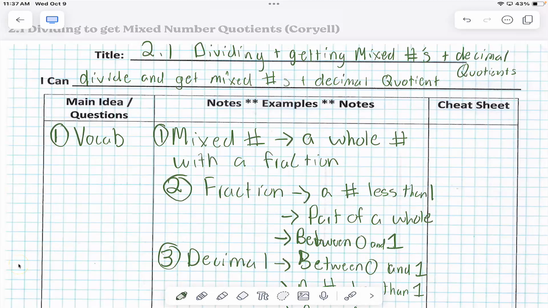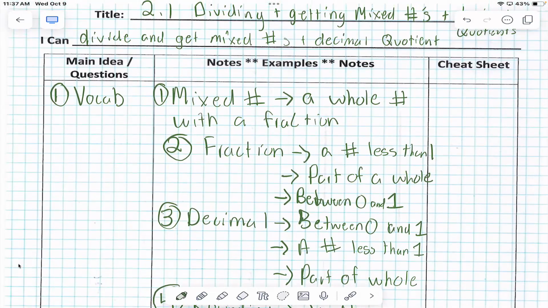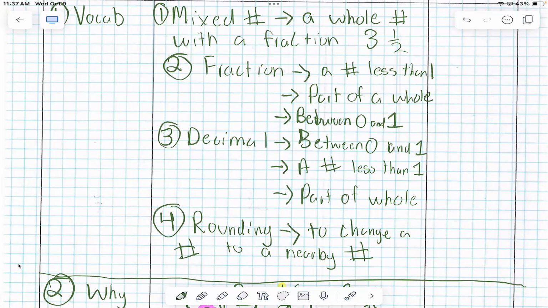Good morning, Mr. Austin. So we just got done dividing numbers and getting mixed numbers as our solution. A mixed number is a whole number with a fraction part. So if I were to write 3.5, would that be a mixed number? Yes.